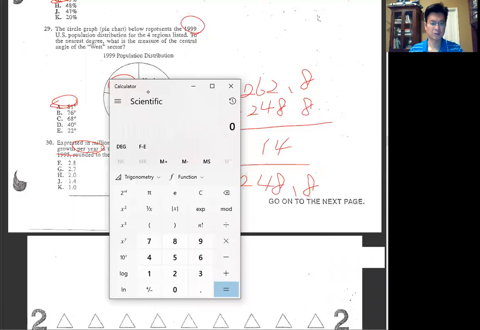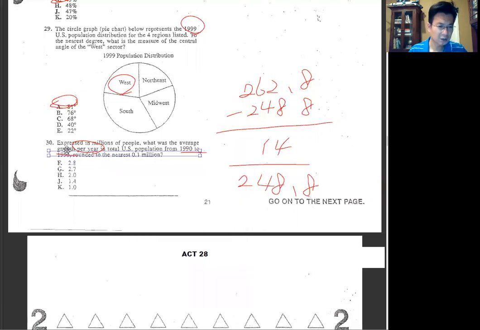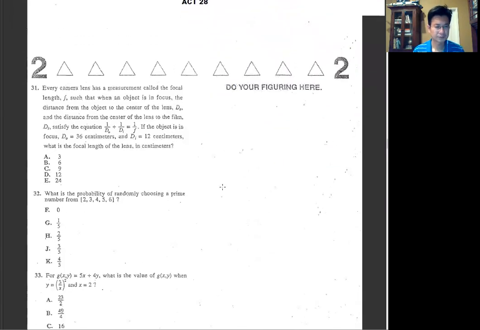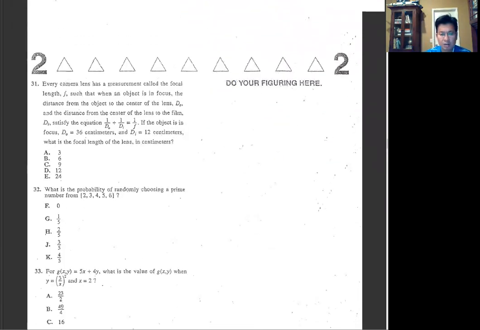So this 14 is total growth divided by 5. 0.8. And then 31, every measurement focus.